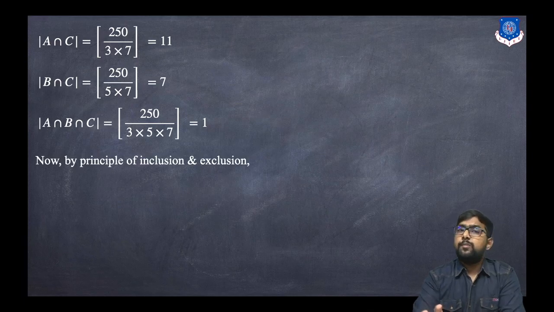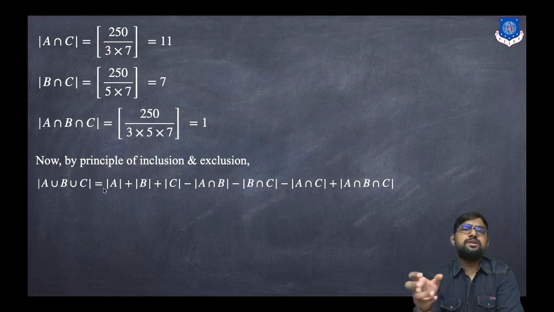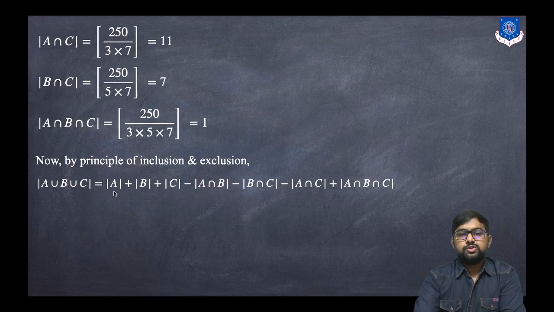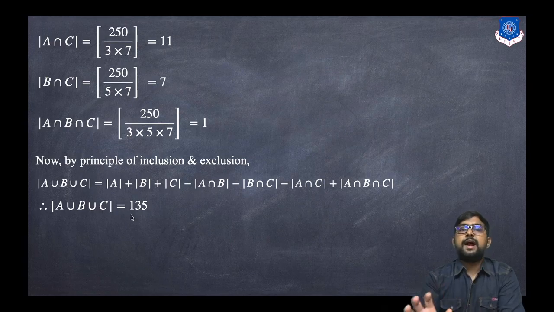Now by the principle of inclusion and exclusion, A union B union C means the numbers which are divisible by 3 or 5 or 7, and that is what we are finding. This is the formula: A plus B plus C minus A intersection B, B intersection C, A intersection C, plus the whole intersection. If we substitute all these values, we get A union B union C, and that is 135.